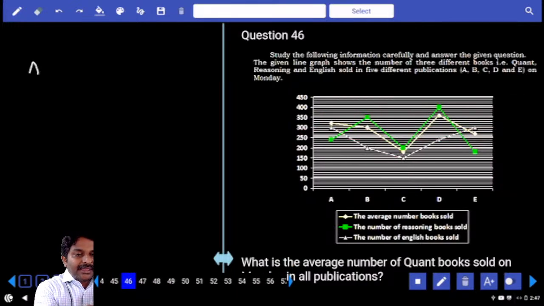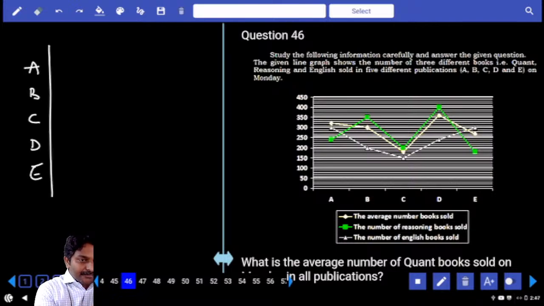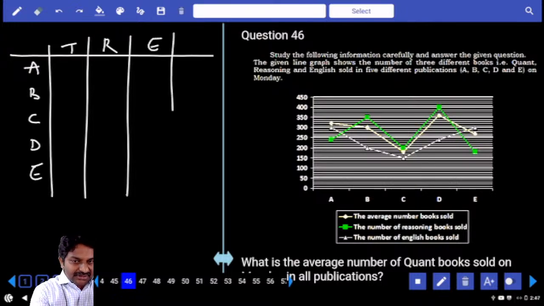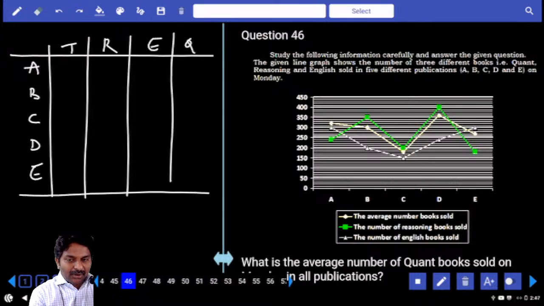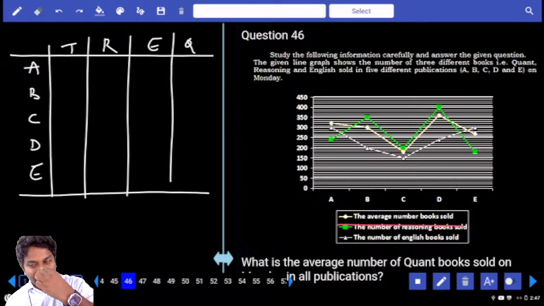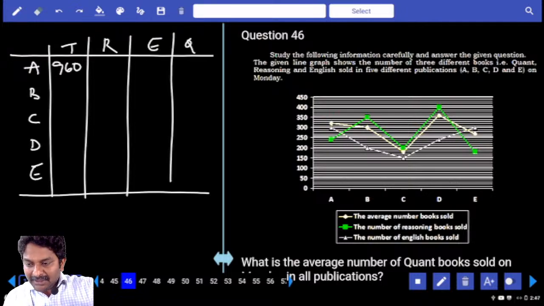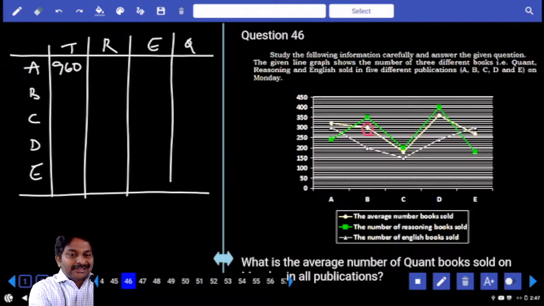We have A, B, C, D and then E. We need to have total first, then reasoning, then English, and then finally we can write quant. Okay, first one, diamond in shape. How much is this? 320. 3 times of it, 960. Follow the table, follow the line. 300, 3 times of it, 900.